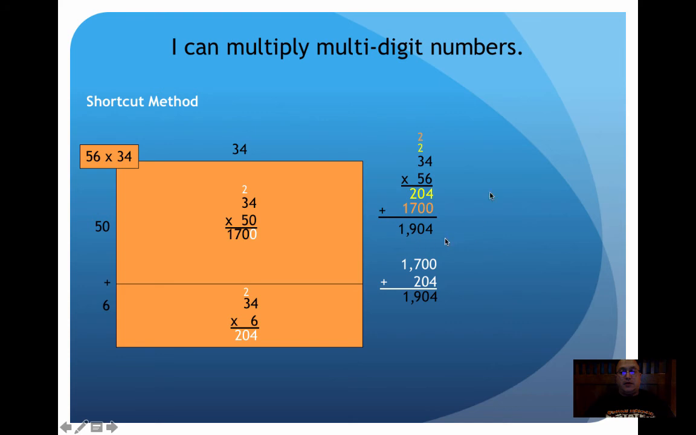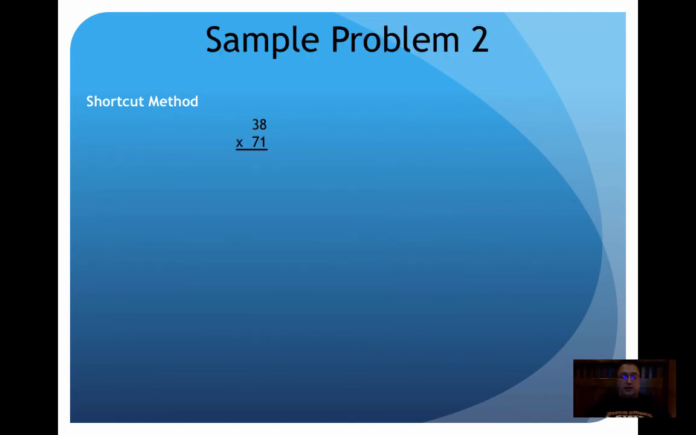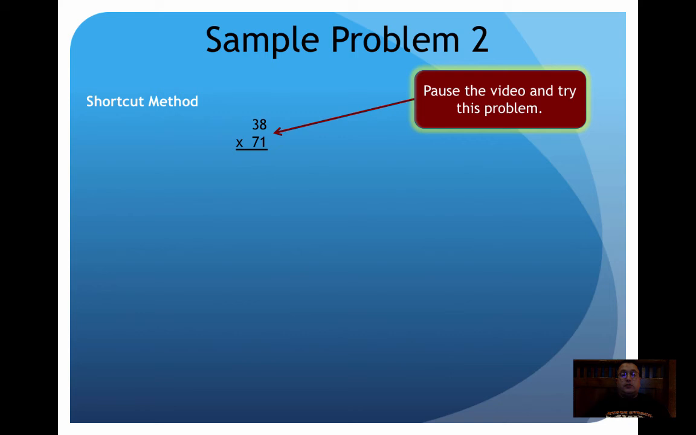Again, this is the method I want you to use. If this is the method you're comfortable with already, that's fantastic. So we're going to have you do one more sample problem in your notebook here. So you can just write sample problem 2 down, and I'm going to have you go ahead and try this problem using the shortcut method.